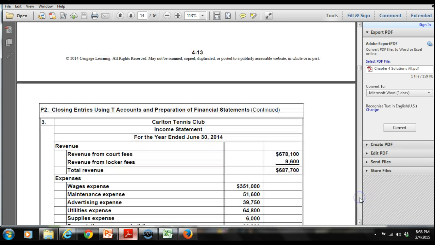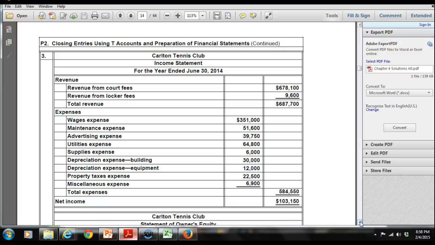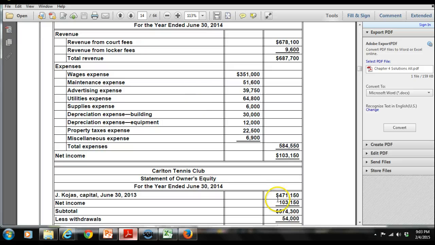If we look at the income statement, we start by showing our revenues, and we basically have revenues from court fees of $678,100. We have revenues from locker fees of $9,600, for total revenues of $687,700. Then we show the list of all of our expenses, and we total the expenses for total expenses of $584,550. So as you see, our net income here is $103,150.